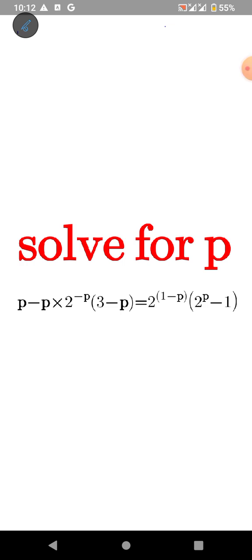Today I'll be solving this interesting equation. Now I'm going to start by writing this P. So we'll say P. I'm going to take everything from the right hand side to the left hand side so that this equal to will be equal to 0.